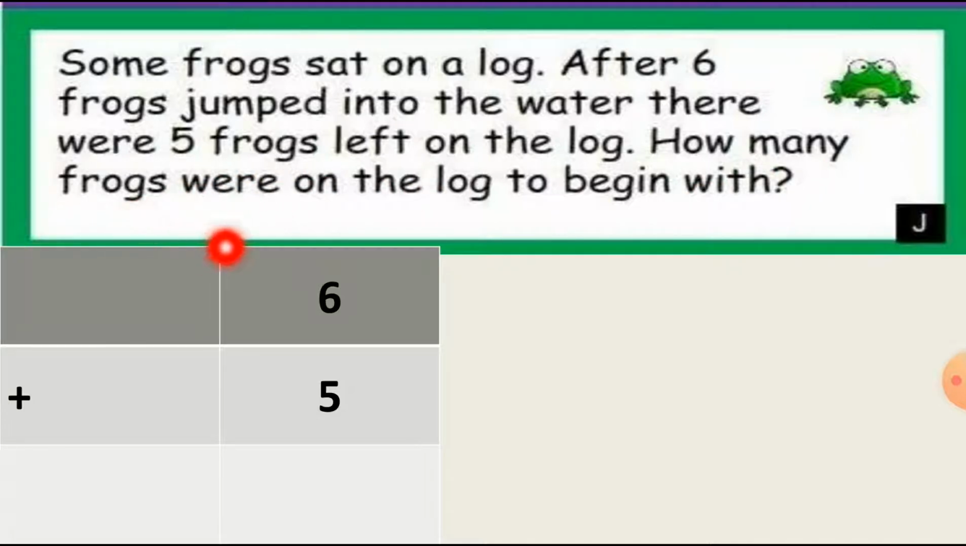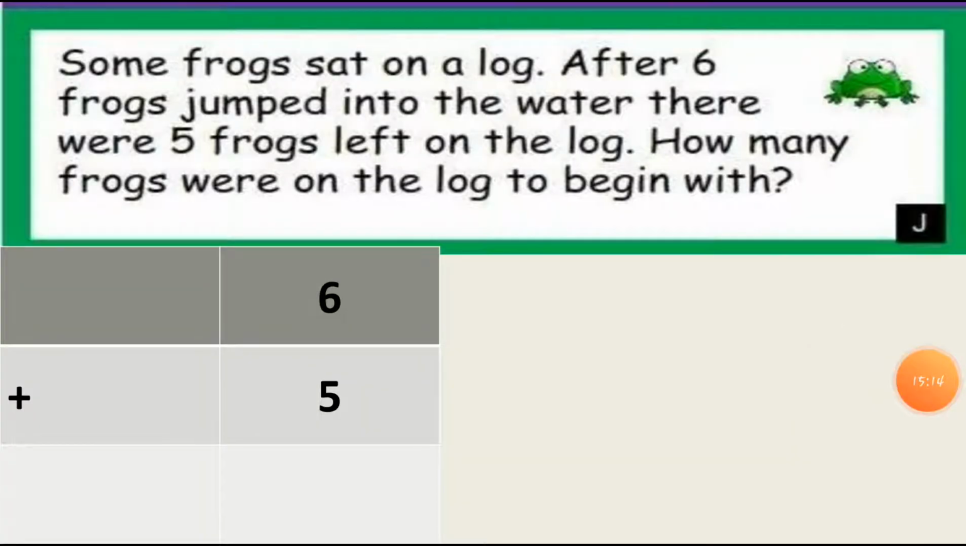So how many frogs were on the log to begin with? How many frogs? So here how many indicates the plus sign. We have to count how many in all. So we have to perform the addition. So we have to add these two numbers, 6 plus 5, to count how many total frogs were on the log.